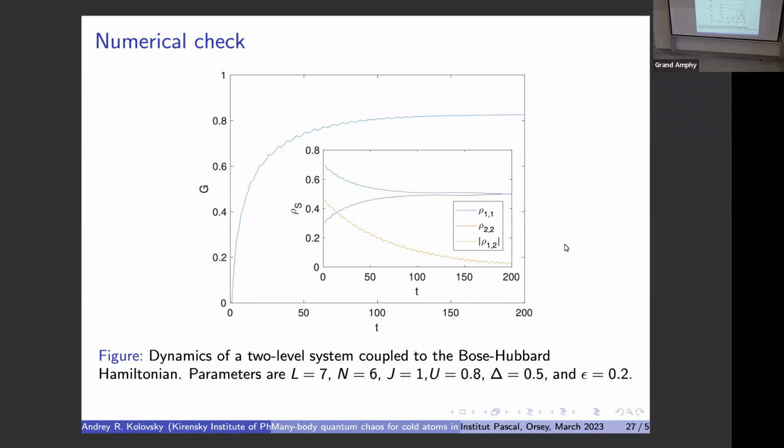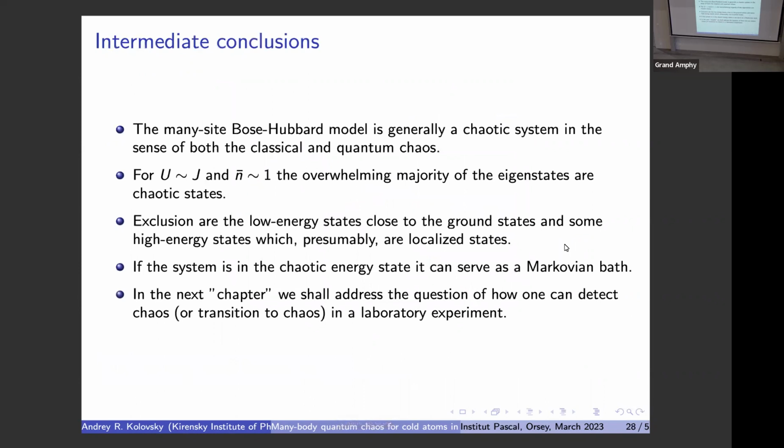This is, I would say, an important application of quantum chaos. We can use the system as a bath. If you ask me the question, what is this one, this is the measure of the entanglement, the entanglement entropy. Okay, this was a numerical check. What is next? Next are the intermediate conclusions.